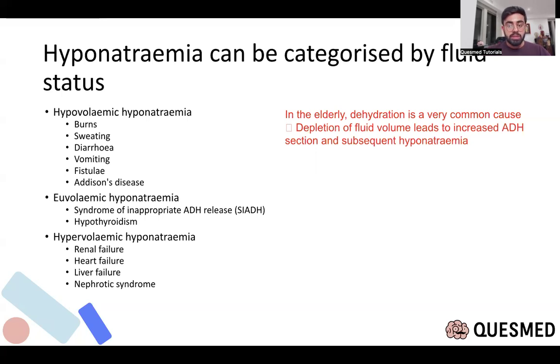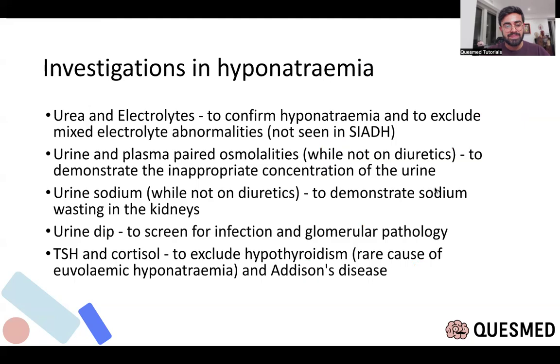If they're euvolemic, so they appear relatively well hydrated, then our favorite thing to go to is SIADH, but also a slightly less common cause is hypothyroidism. And that'll be relevant when we talk about some of the investigations that are done. And then lastly, if they're hypervolemic, I think these are the failures. So renal failure, heart failure, liver failure, and then nephrotic syndrome.